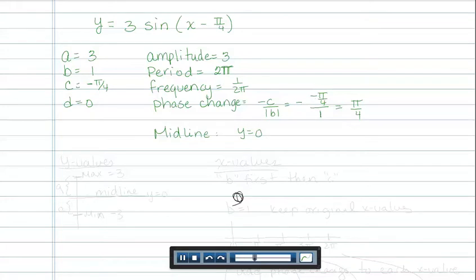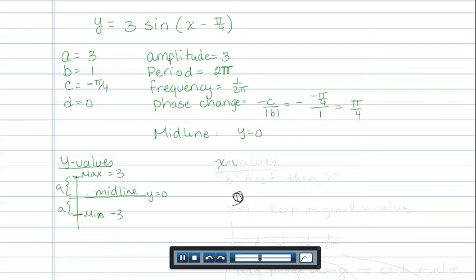The next thing you need to do is to consider what your y values are going to be. For your y values, think about the midline. Midline is y equals 0. Your max and your min: remember, this is your amplitude and this is your amplitude right here. The amplitude is 3, so 0 plus 3 is 3. 0 minus 3 is negative 3. So those are going to be the y values.